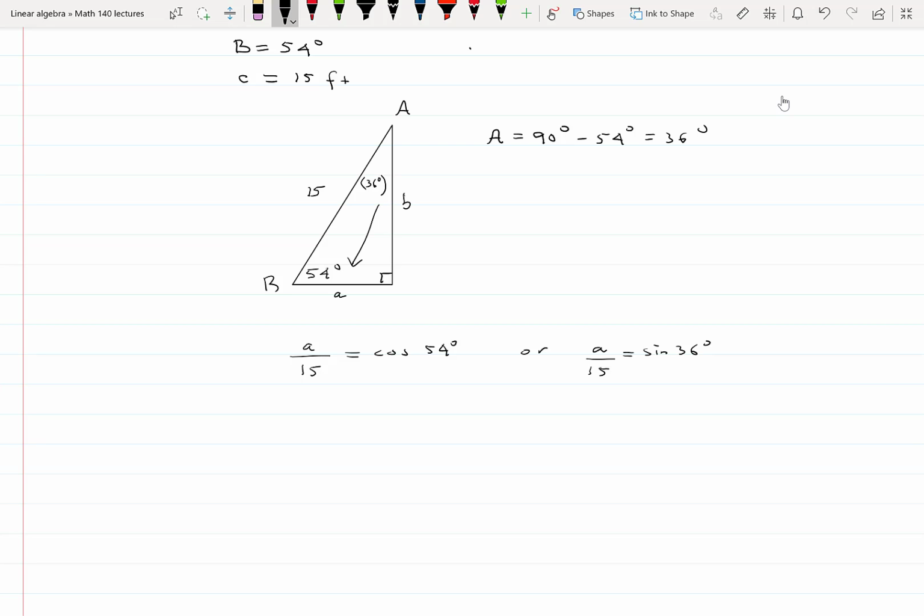Why? When both of the answers should be exactly the same, why should I avoid using 36? And the reason is pretty important. You see, the 36 degrees is something that I found. And anytime I find something, I'm introducing the possibility that it could be wrong. So if 36 degrees is wrong, and I use 36 degrees to find a, then a is also going to be wrong.